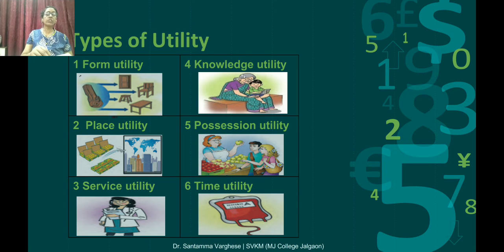What is possession utility? When we possess particular things, we get the utility of that thing. Possession utility arises when the ownership of goods is transferred from one person to another. For example, transfer of goods from the seller to the buyer.